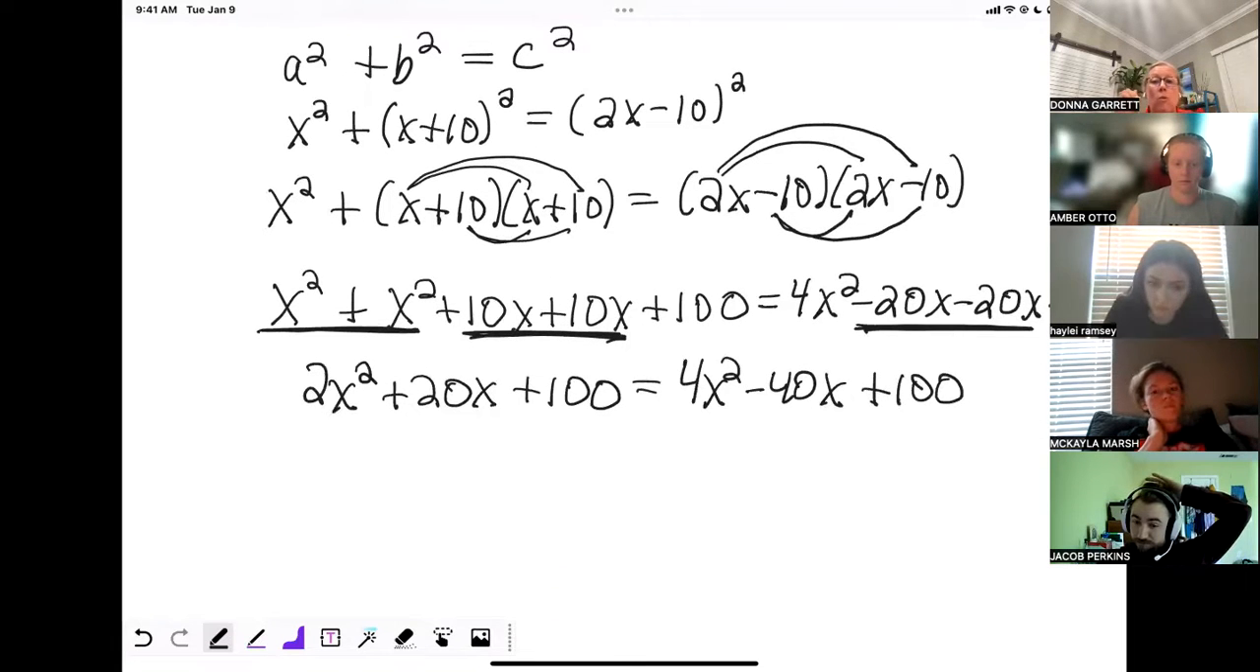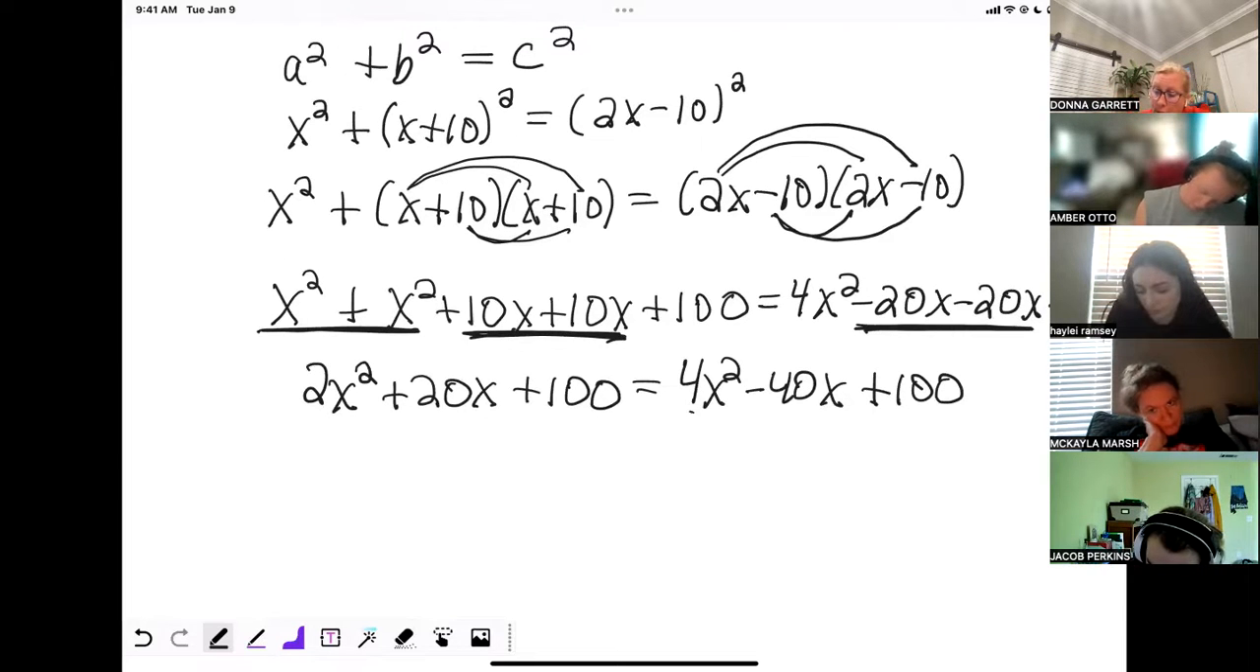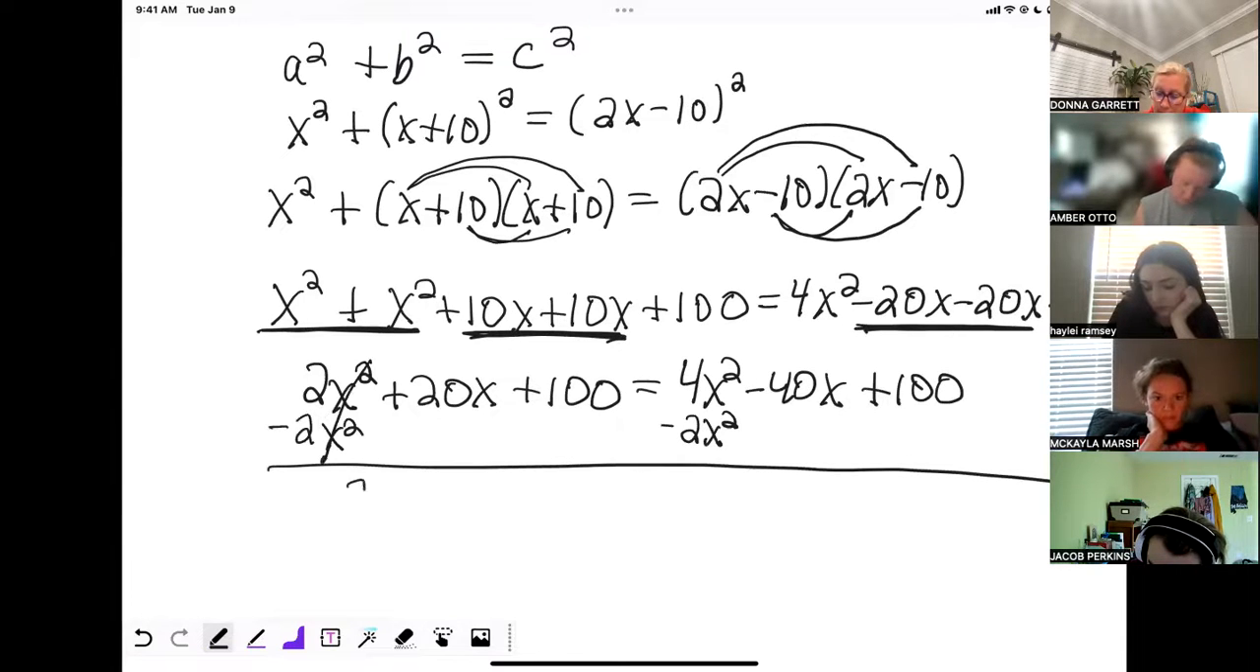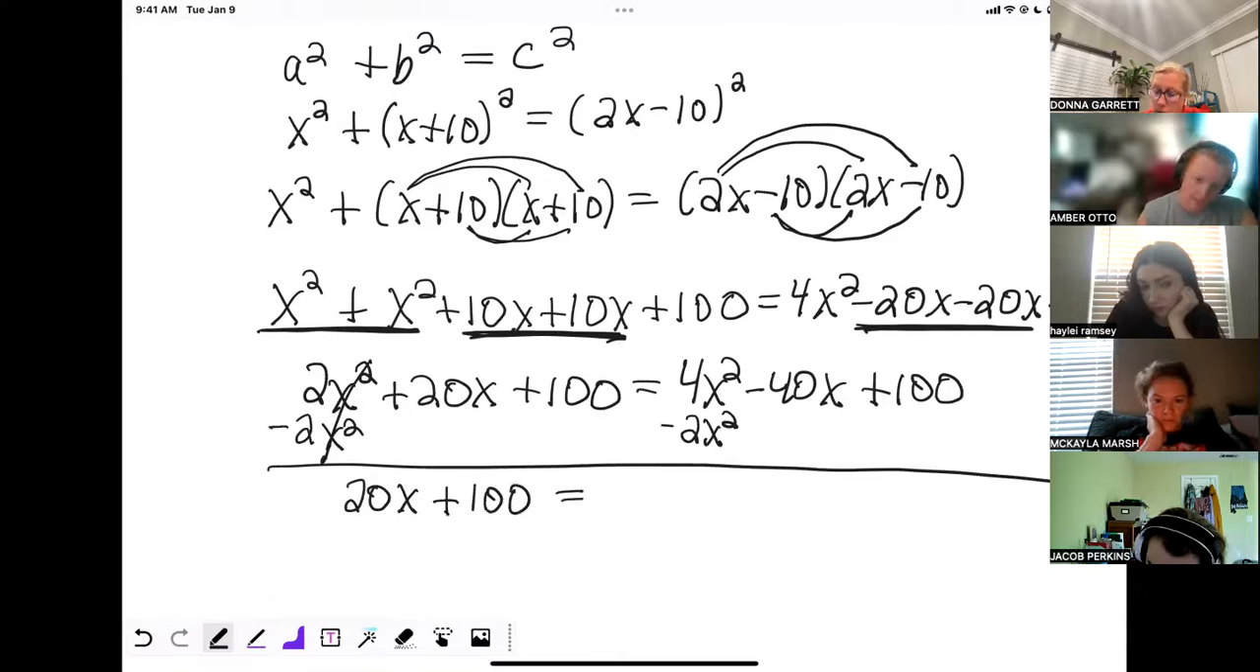Now it's time to get everything on one side equal to 0, because we're going to have to factor it. Because the 4 is on the right side, I'm going to subtract 2x squared to keep it a positive x squared, so I don't have to factor out a negative. So I'm going to move everything to the right. 20x plus 100 is equal to 2x squared minus 40x plus 100.